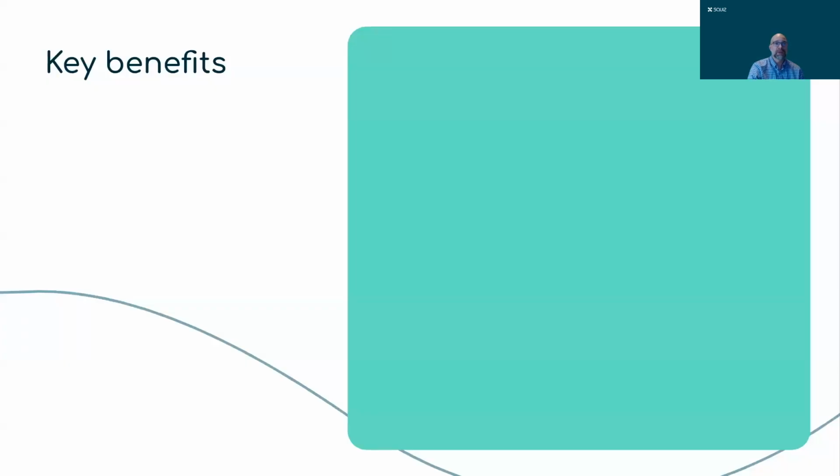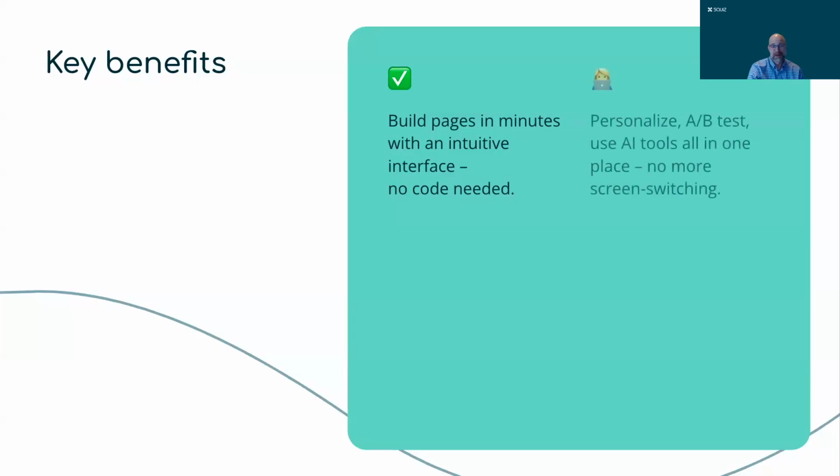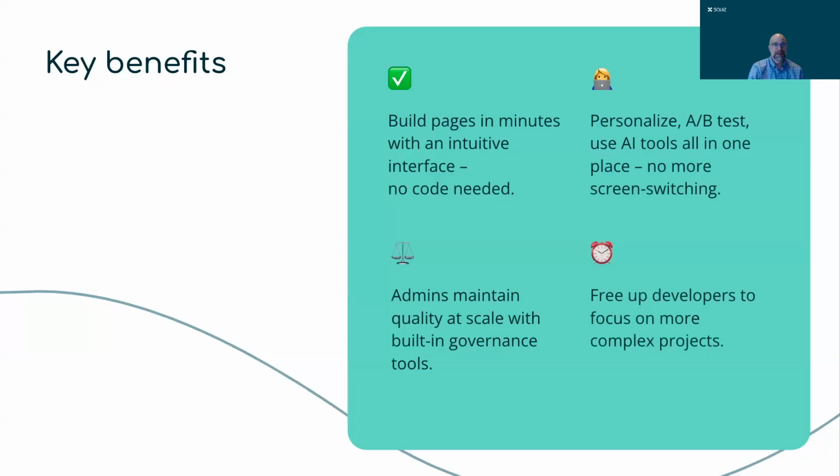So in summary, with the visual page builder, your content editors are able to build pages in minutes with an intuitive no-code interface. You can personalize, A/B test, and use AI content tools, all without jumping across screens. Your site admins can maintain brand quality at scale with built-in governance tools. And all the while, you're freeing up your developers to focus on more complex projects.